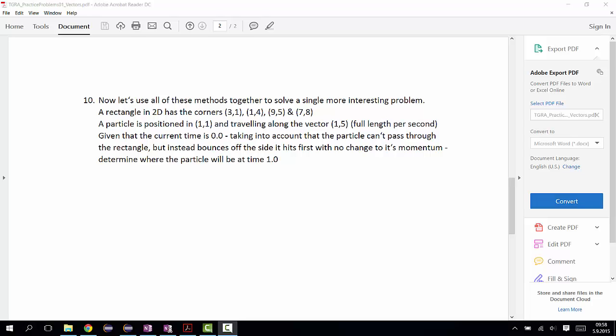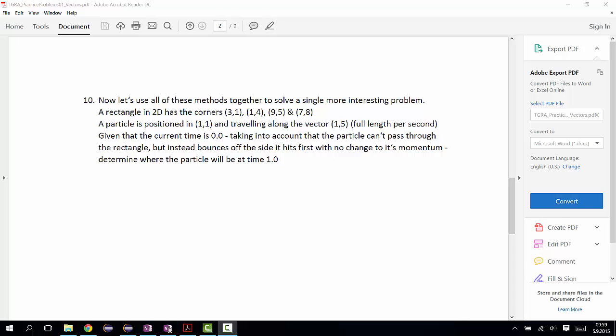So now we're going to take a single bigger problem of moving a particle in a certain direction, finding out where it hits something, reflecting it, and finding out where it is after a certain amount of time. And we're going to find a way to apply all of those vector mathematics that we've been looking at before to solve this single problem. So to begin with, let's just draw a crude image of what we have here.